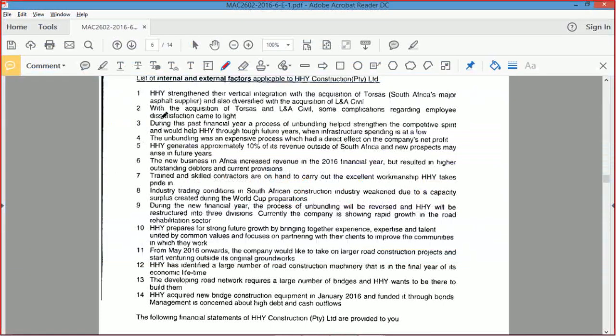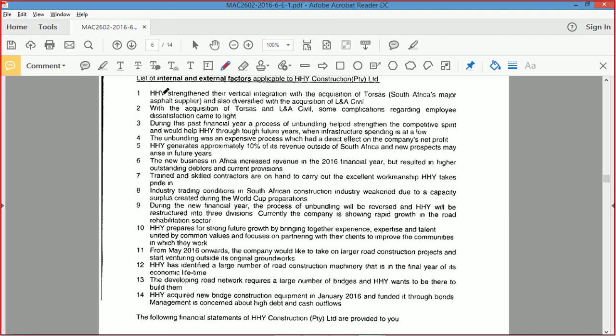Okay. Alright, number 2. With the acquisition of Torsas and LA Civil, some complications regarding employee dissatisfaction came to light. Okay, obviously in a merger or acquisition, you've got companies buying other companies, right? And remember, if one company buys another company, you can't have two CEOs. So if you're acquiring a company, the CEO of the company that you're acquiring is going to have to report to the holding company.